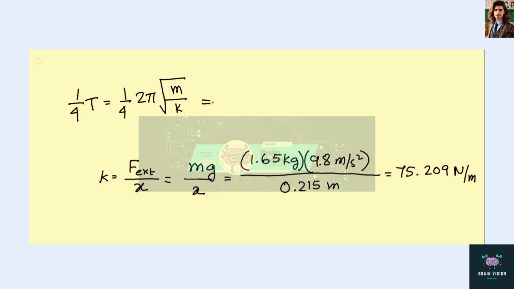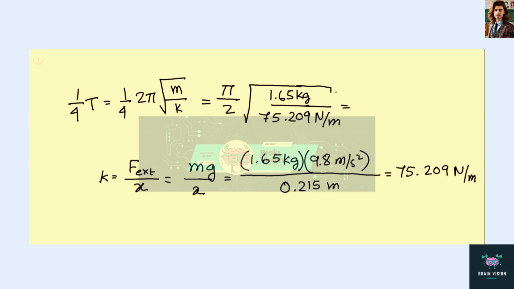So since we now know the spring constant, we can use this information in the first part to find the time. So this will be π/2 times the square root of mass, which is 1.65 kg, divided by the spring constant, 75.209 newtons per meter. Combining this, we get the time as 0.233 second.